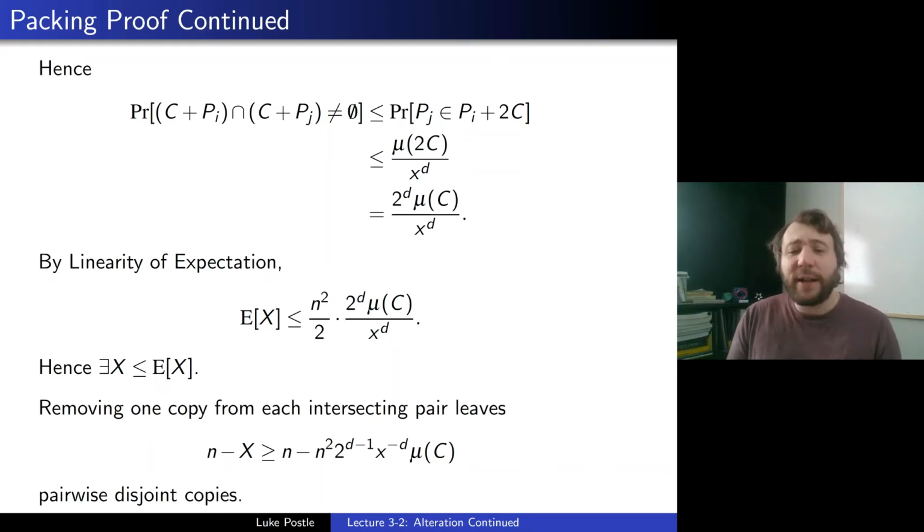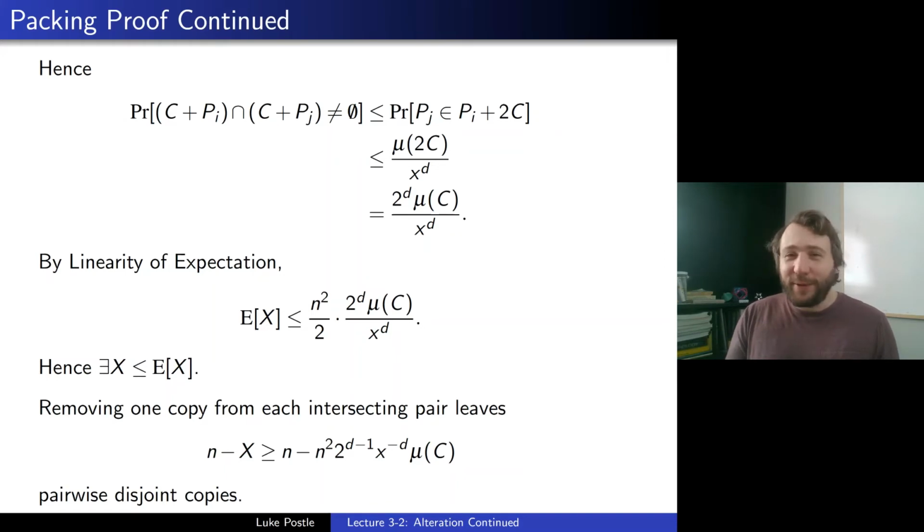That's at least n minus n squared times 2 to the d minus 1, x to the negative d mu c, if you rewrite that. So what are we doing here? We removed one copy from each intersecting pair. That's one of these pi's, really. And so we lose x of them, we get this number. And those are guaranteed to be pairwise disjoint.